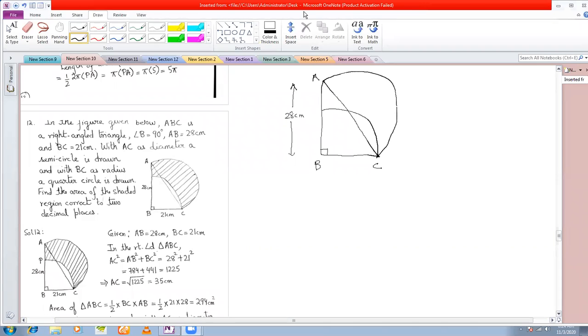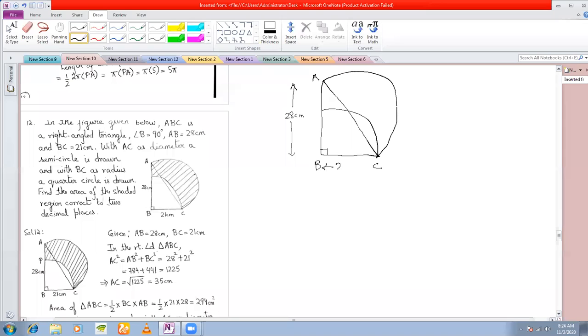Sir, area of triangle minus the area of the small quadrant. Wrong. So this is 21 centimeters. This length is given. And let us call this point P, as I have called it. Then if you see, this PBC becomes a quadrant of a circle. Okay.